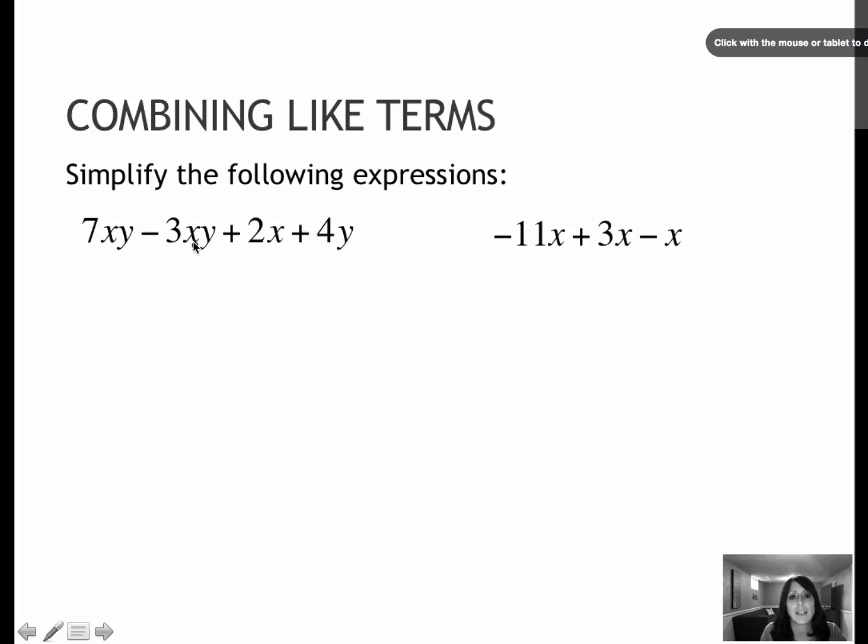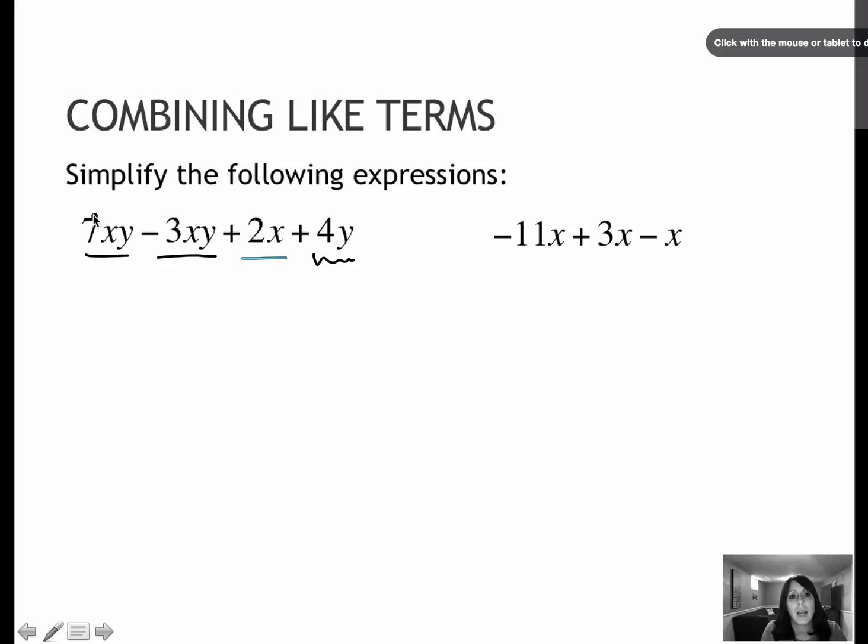So for instance, in my first question, I've got two terms here that appear to be like terms because they both have an x and a y for variables. I also have a 2x and a 4y. So this 2x and this 4y don't match up with anything else, but these first two terms do appear to be like, and I can combine them.